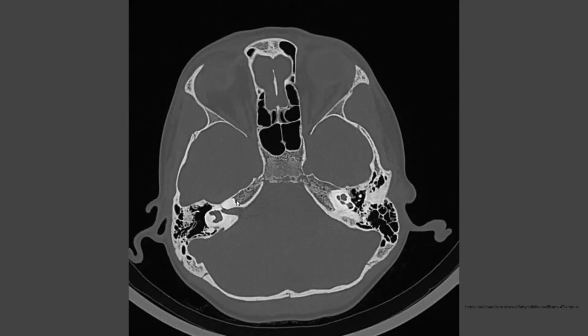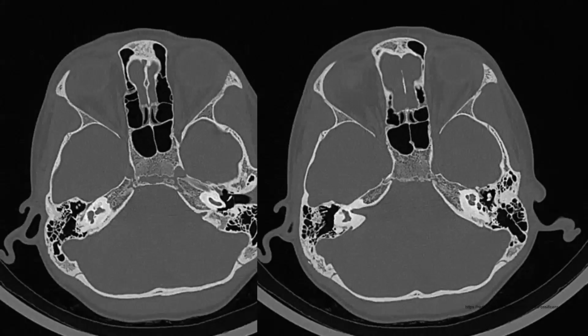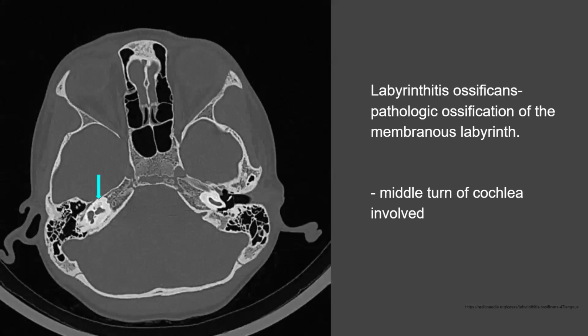And so what are we looking at here? This is labyrinthitis ossificans.